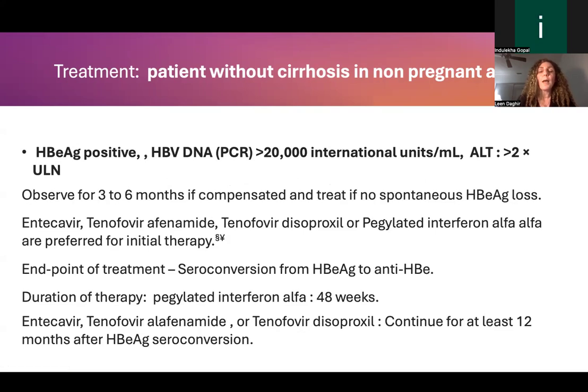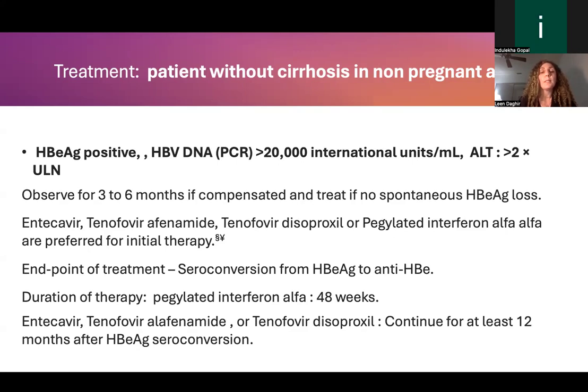For patients who have hepatitis B E antigen positive and have DNA PCR more than 20,000 international units per ml, or ALT more than 2 times the upper limit, we should observe for 3 to 6 months if compensated, and treat if no spontaneous recovery happens.